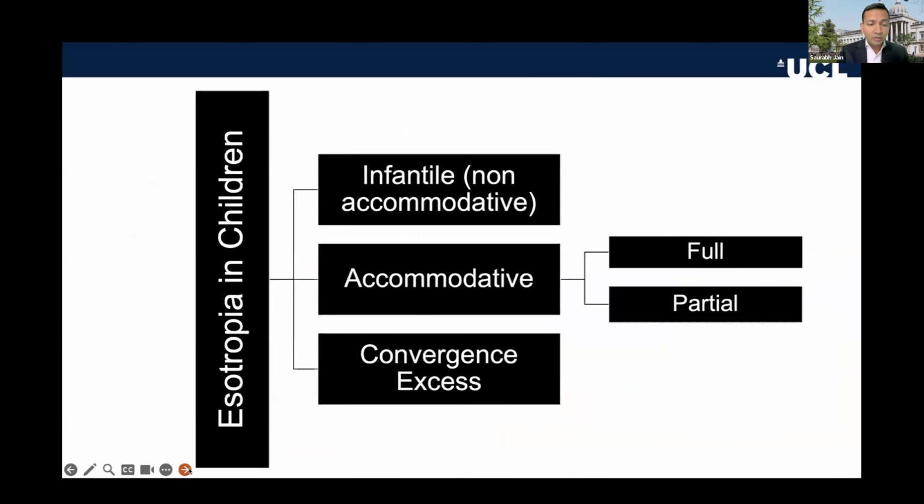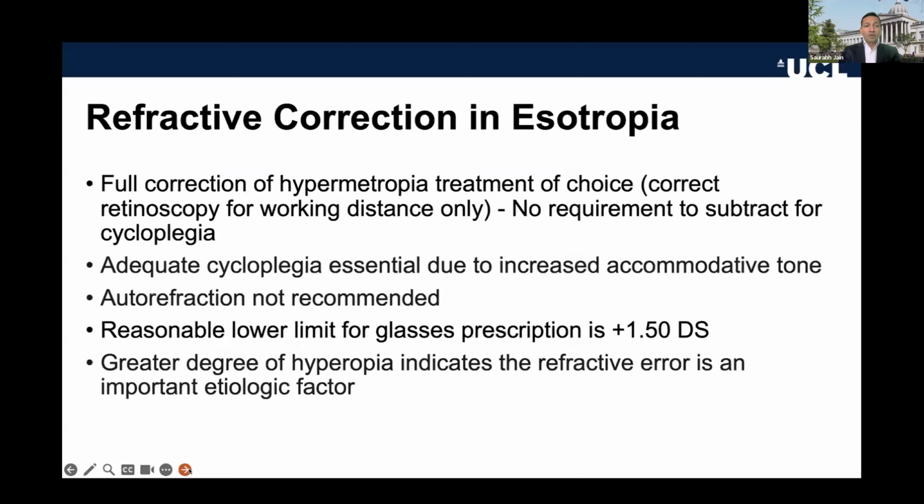So going over now to strabismus, we talk first about esotropia, which you can see in children in both accommodative and non-accommodative forms, as well as convergence excess. Now, on the whole, for esotropes, you want to fully correct the hypermetropia, which means you correct the retinoscopy for the working distance only. You don't need to subtract for cycloplegia.